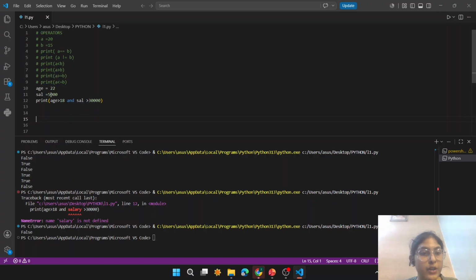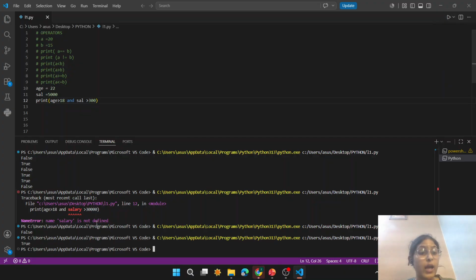But what if I change it to 300,000? Now both conditions have been satisfied, so both are true. Think of it as switches connected in series. If one switch is off, the bulb won't glow. Similarly, AND requires every condition to be true. If both conditions are true, the answer would be true. If either of them is false, then the whole answer would be false.